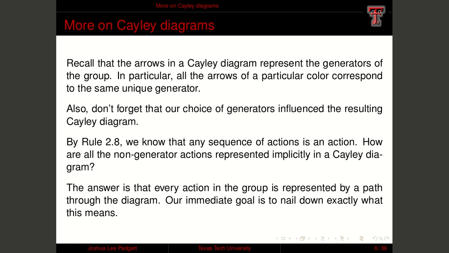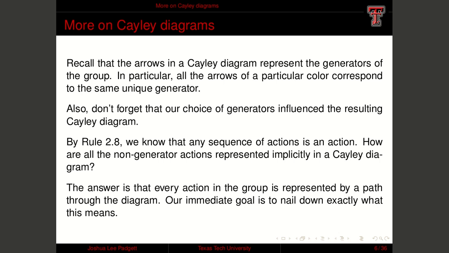And of course, what we know is because of Rule 2.8, by using the generators to draw our Cayley diagram, we're actually going to recover all possible actions in the group due to the fact that compositions of actions are again actions, and since we can do this any number of times, we will be able to get every possible action as long as we actually have a complete set of generators.